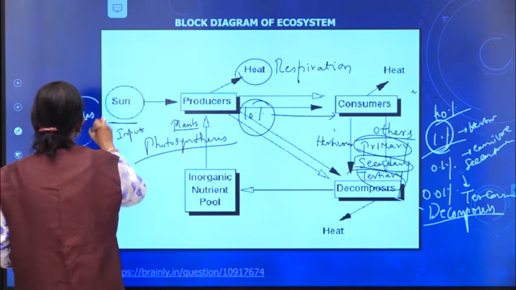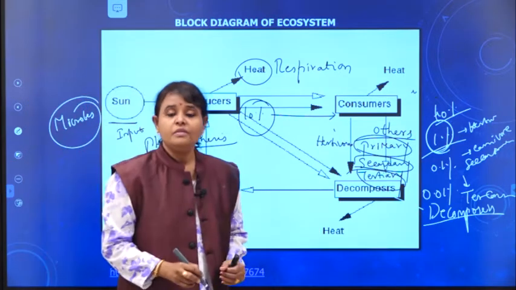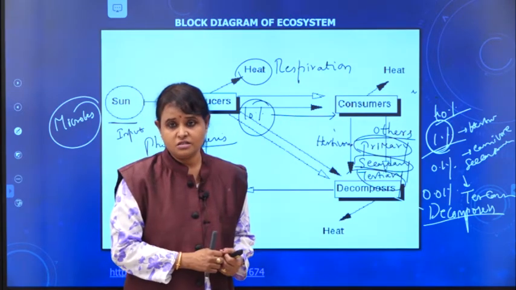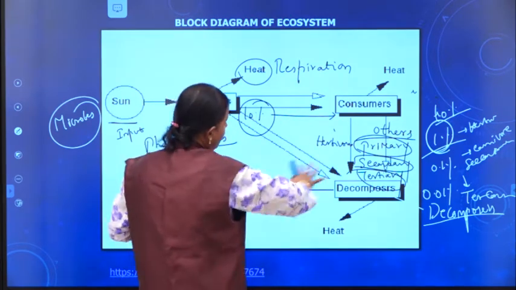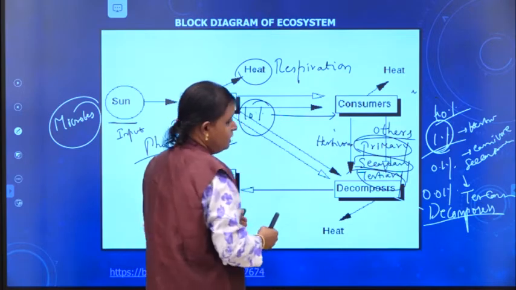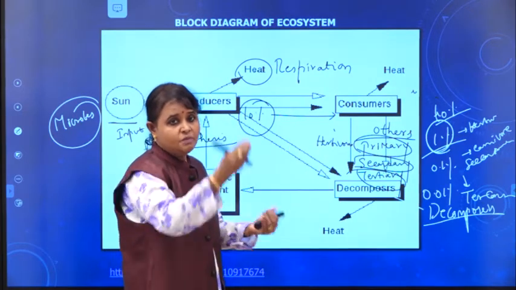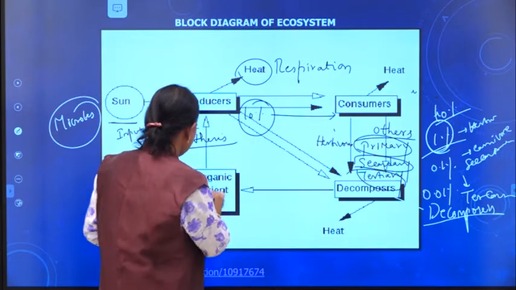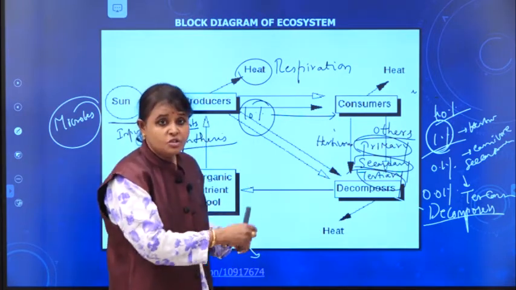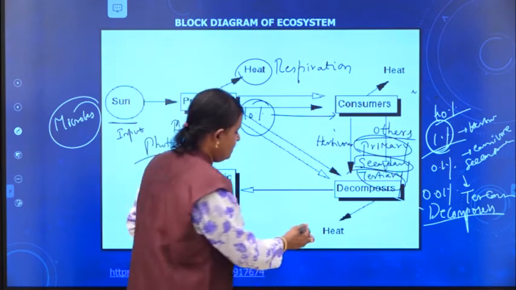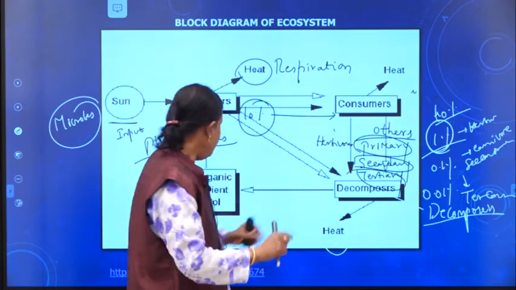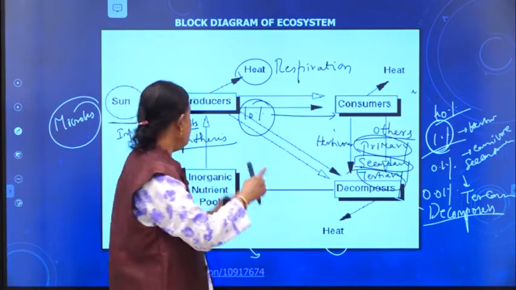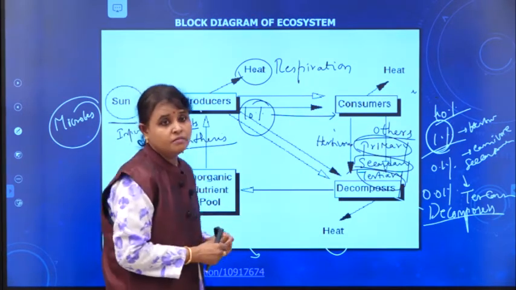Here, the microbes play an important role in degradation of complex organic substances into simple nutrients. You can see here the dead, complex organic material. These microbes feed on it, degrade it and convert it into simple nutrients. These are the simple nutrients you can see here. Here also some amount of energy is lost in the form of heat. Finally, this inorganic nutrient pool present in the soil is again supplied to the producer plant.